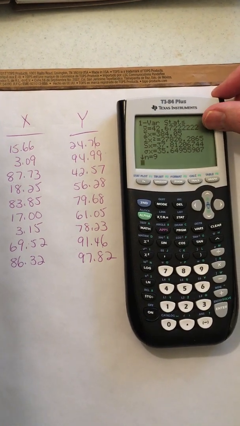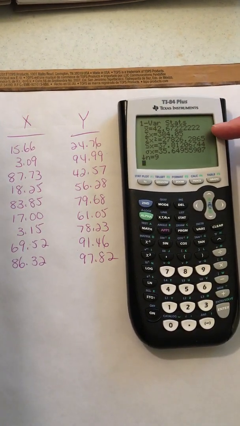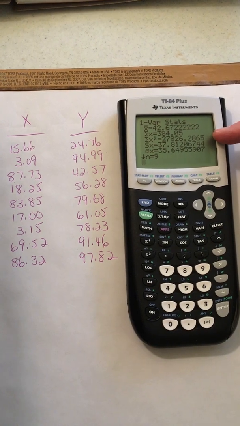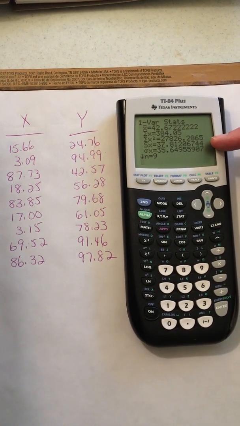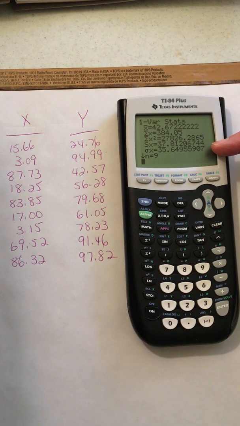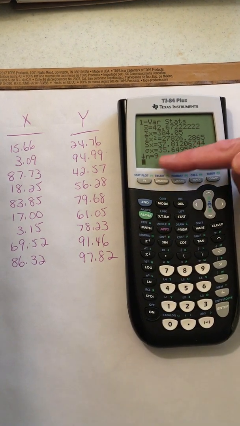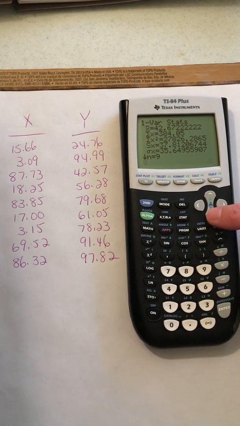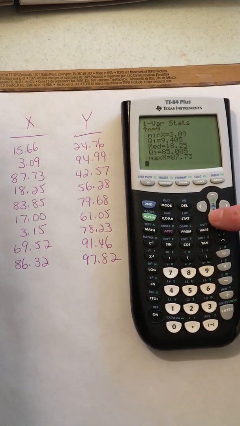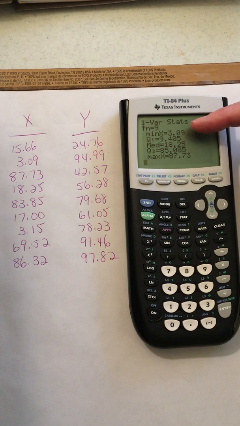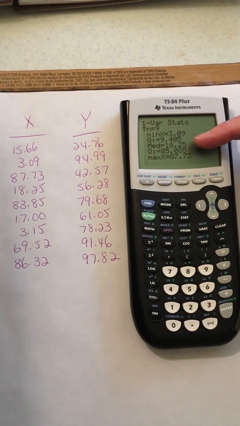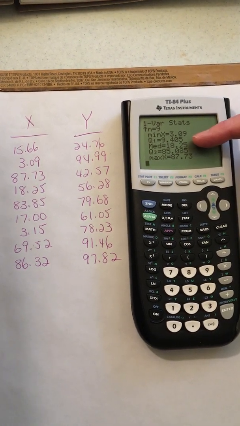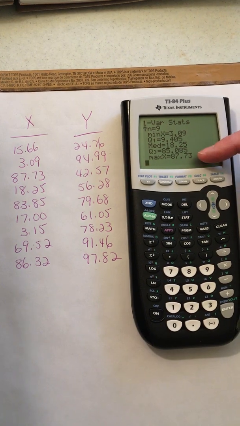It gives me x-bar, the sample mean, the total of the values, the total of the squares of the values, the sample standard deviation, the population standard deviation, and then the sample size, 9. And you'll notice there's a little arrow here. I can cursor down to my 5-number summary, which is the minimum, the first quartile, the median, which is also the second quartile, the third quartile, and the maximum.